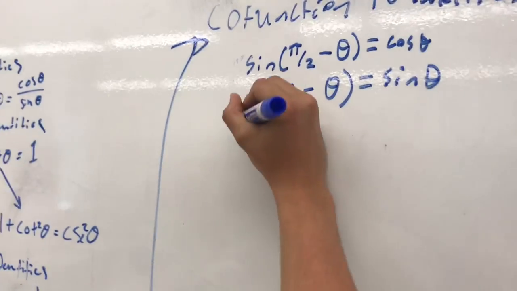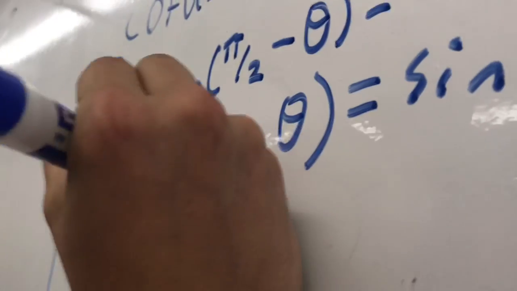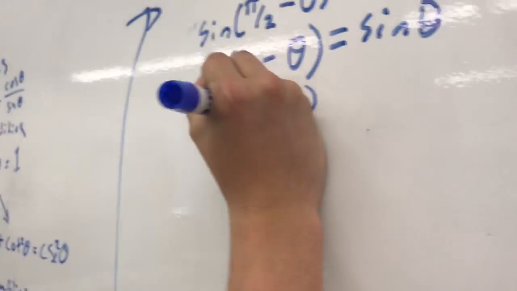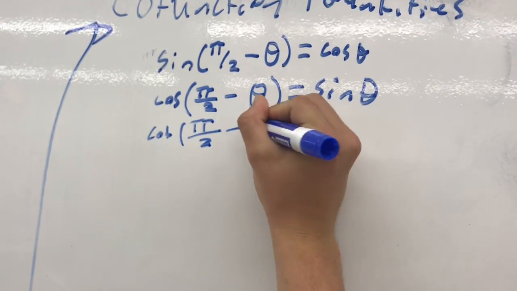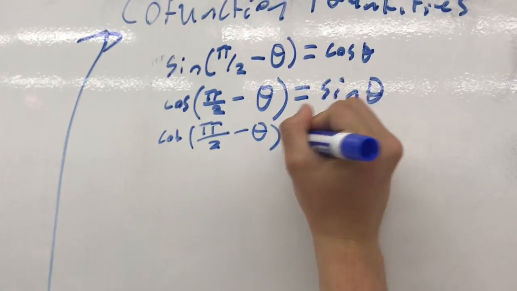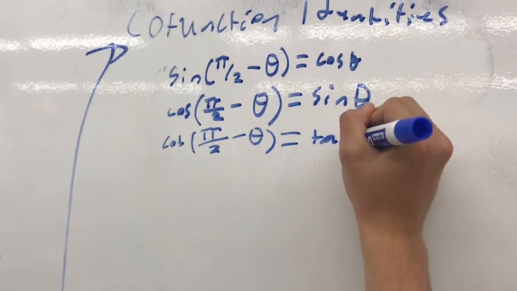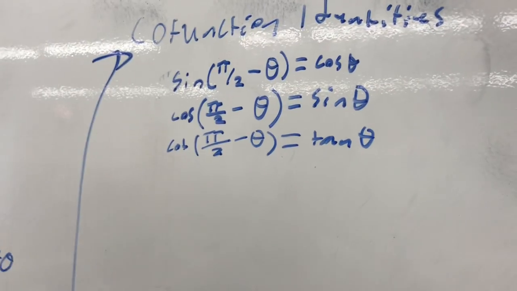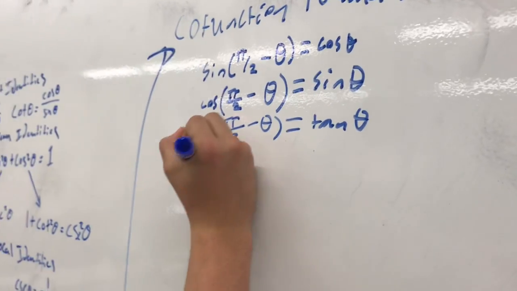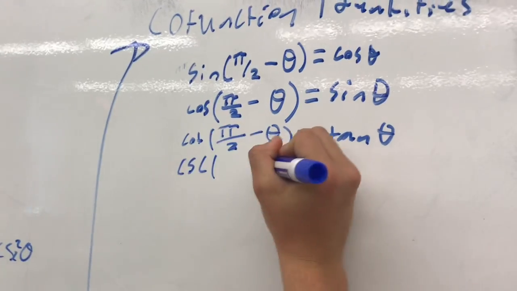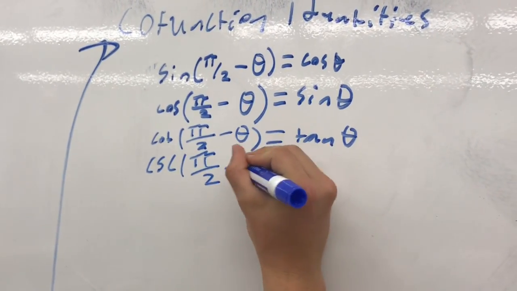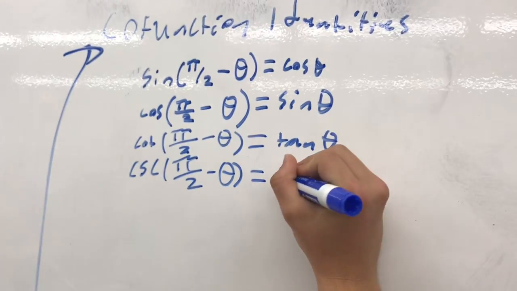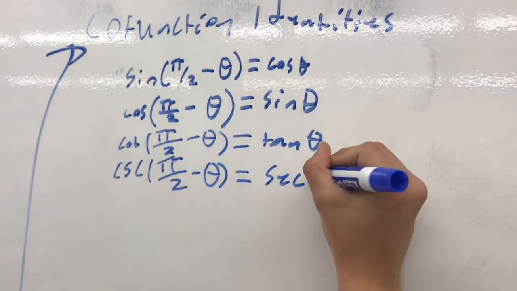Then, next up, we're going to move to cotangent of pi over 2 minus theta equals tangent of theta. I think you're getting the pattern. So, next up, we got cosecant of pi over 2 minus theta equals secant of theta.